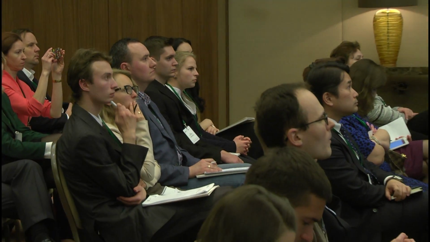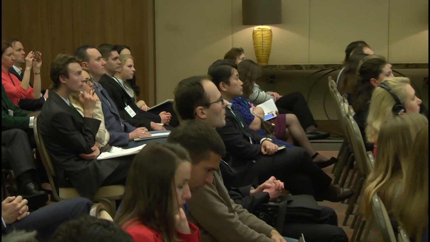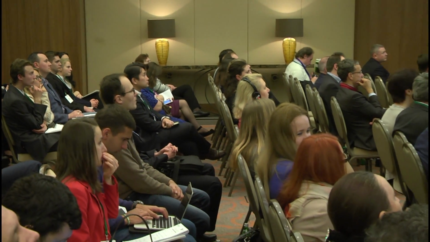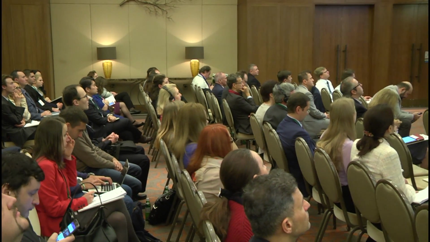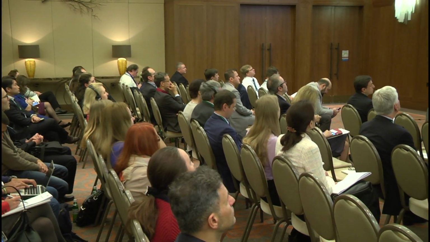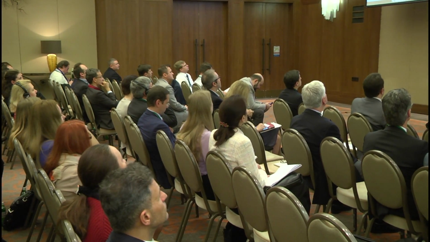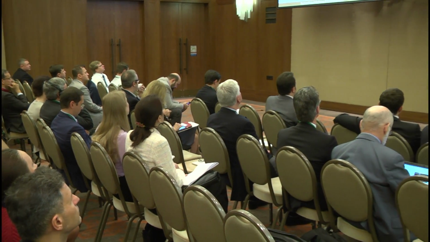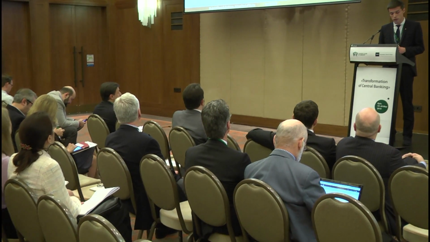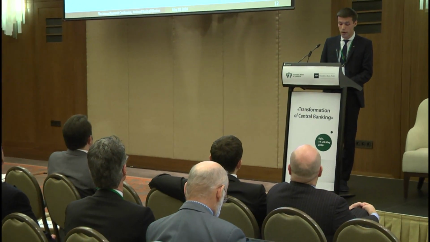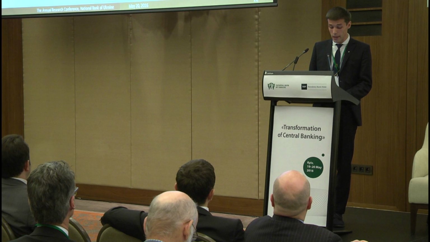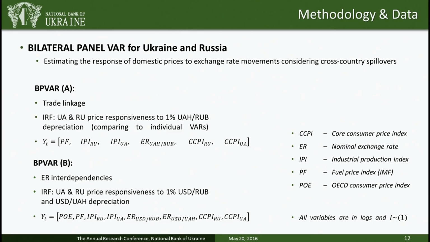In order to address the issue of Ukrainian and Russian domestic price responsiveness to exchange rate movements, and taking into account these potential spillover effects that we already mentioned, we employ a two-country VAR approach, allowing for all three characteristic features of the model. In particular, we run two bilateral VAR models. The first one is used to reflect the trade linkage between Ukraine and Russia and estimate the degree to which core consumer prices respond to changes in the nominal exchange rate of the ruble with respect to the hryvnia.